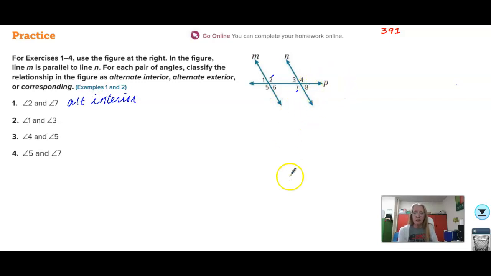Okay. Next up would be 1 and 3. So we're looking at 1 right here and 3 right here. These are corresponding angles. If you were to look at this group of 4, you would say 1 is the top left. In this group of 4, 3 is the top left. Because they're both top lefts, that makes them corresponding angles.